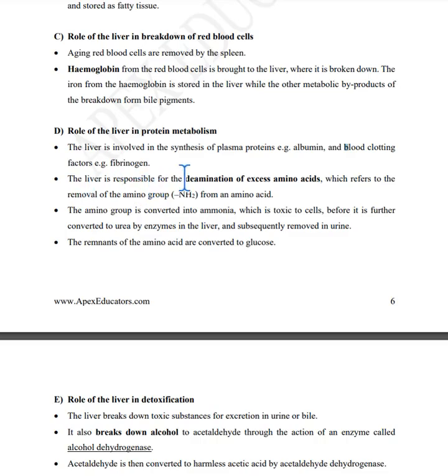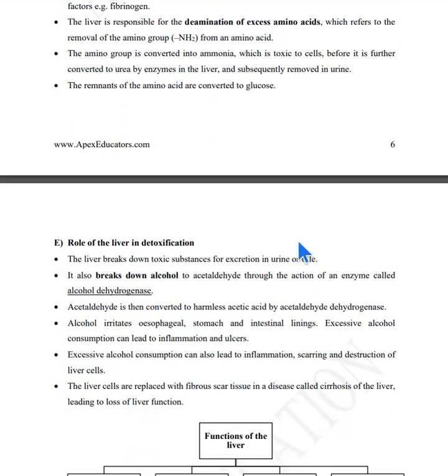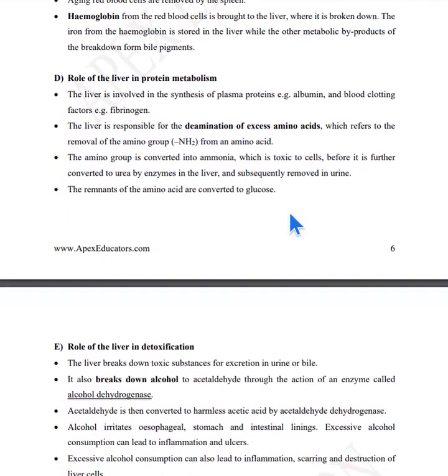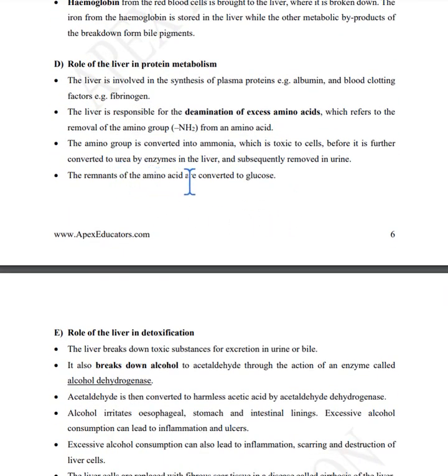Then you need to know what deamination of excess amino acid is. What is the function of deamination? What is the definition of deamination? You need to know, it refers to the removal of the amino group, NH2, from the amino acid, and the remnant will be converted to glucose, then starch.